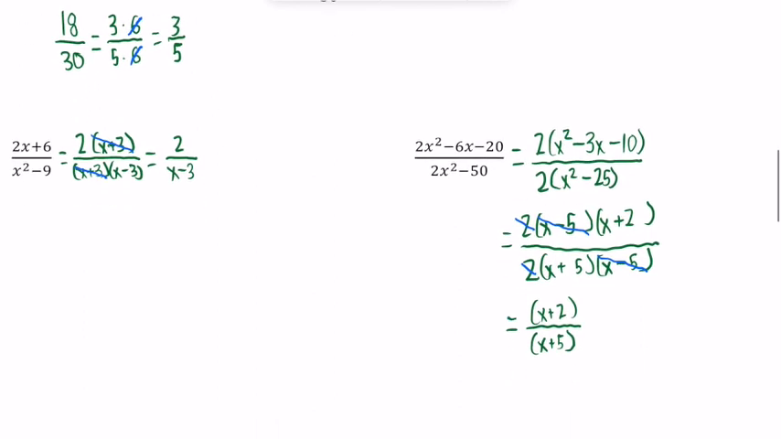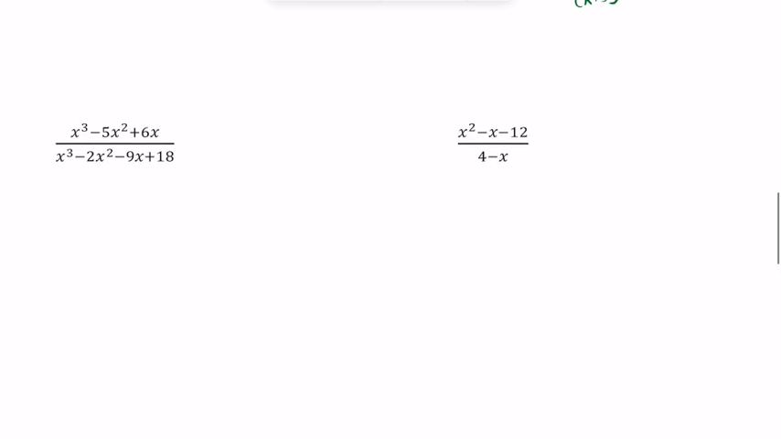If you would like to try the next two problems on your own, pause the video now and resume when you're ready to see the solution. The factoring for the next few problems can be a little bit more complex, but let's take a look through it a little bit at a time.